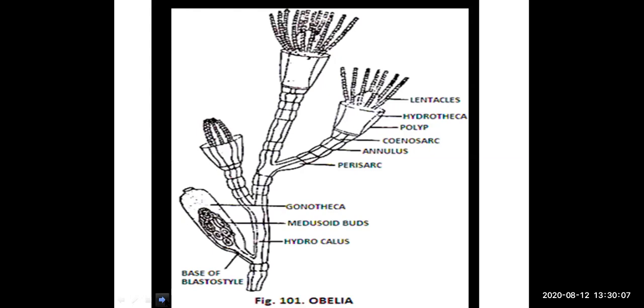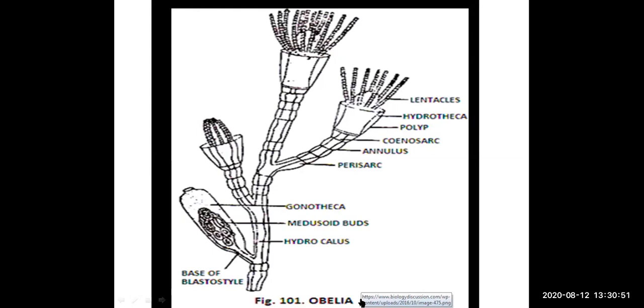Histology of the colony. The entire colony, including the polyps and blastostyles, has the same type of body wall. The body is diploblastic, meaning it has two layers, namely the outer layer ectoderm and the inner layer endoderm. In between them lies a non-cellular membrane called the mesoglea.